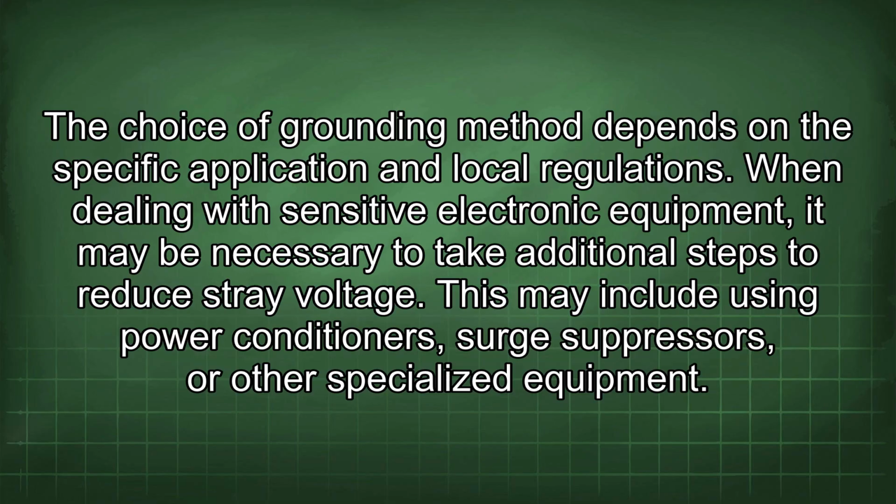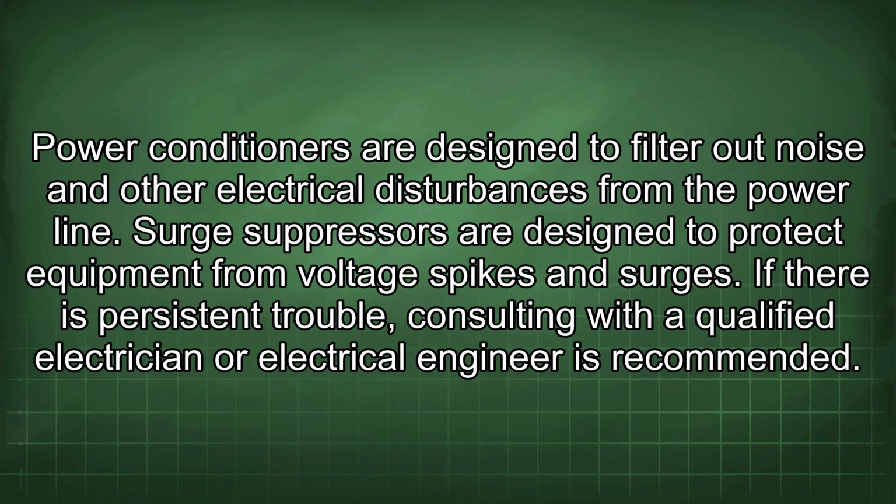When dealing with sensitive electronic equipment, it may be necessary to take additional steps to reduce stray voltage. This may include using power conditioners, surge suppressors, or other specialized equipment. Power conditioners are designed to filter out noise and other electrical disturbances from the power line. Surge suppressors are designed to protect equipment from voltage spikes and surges.